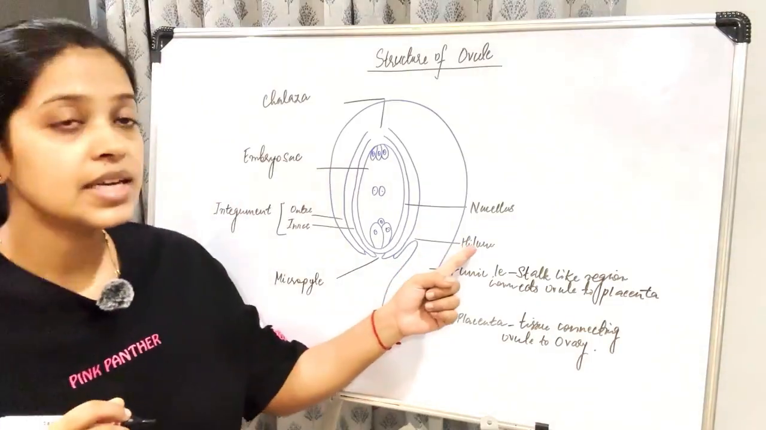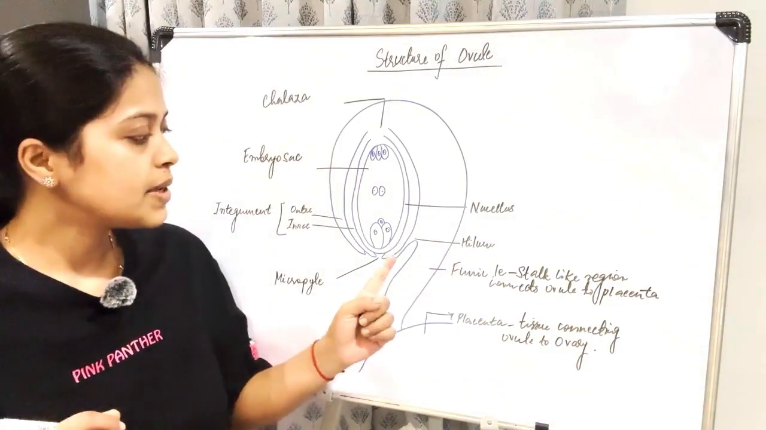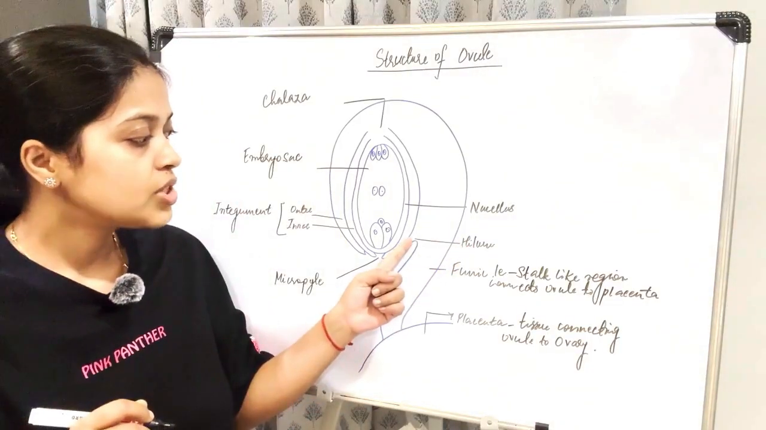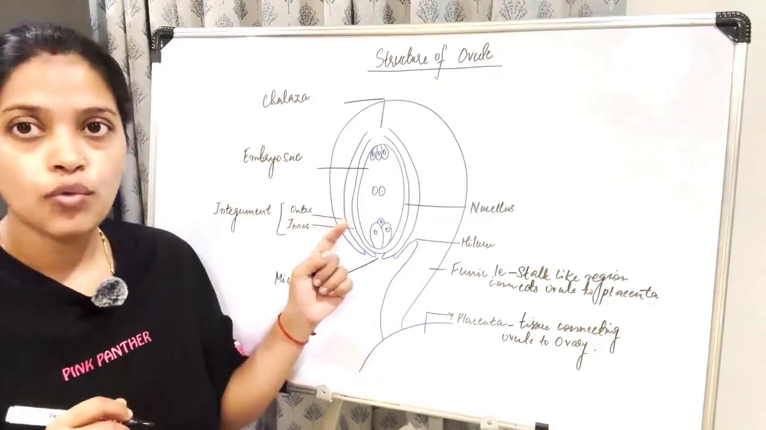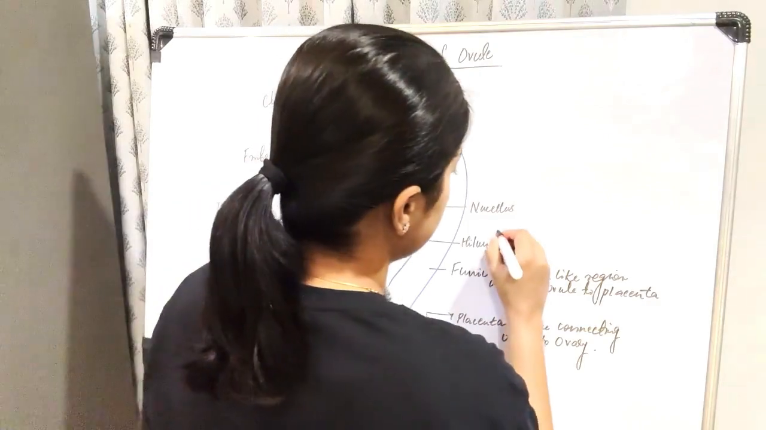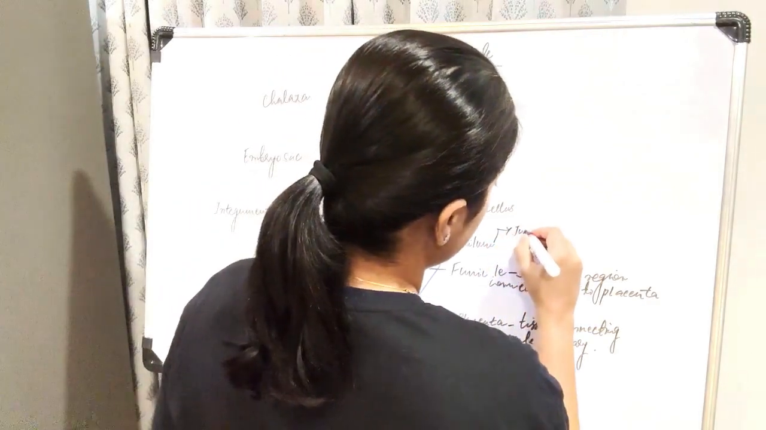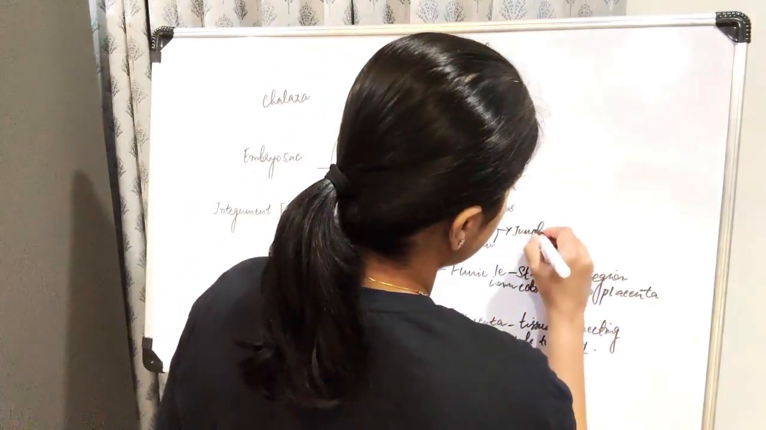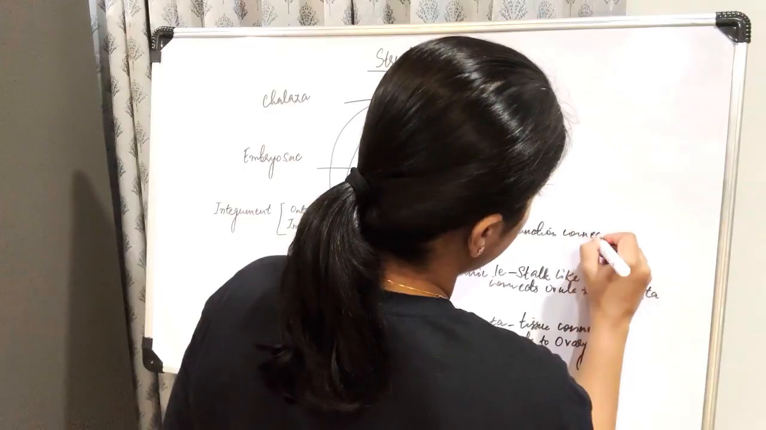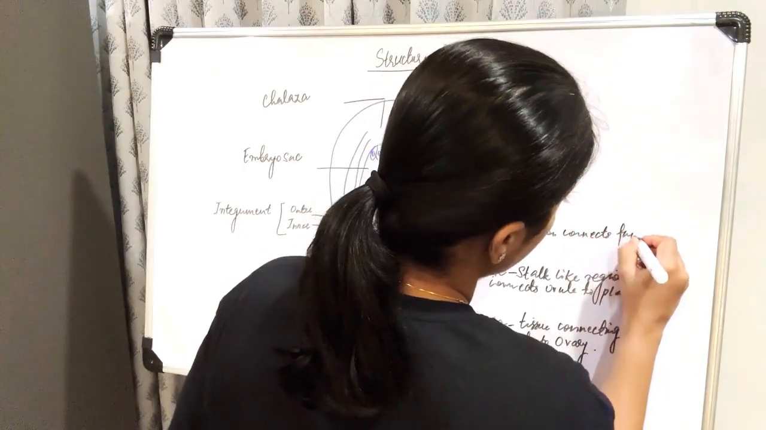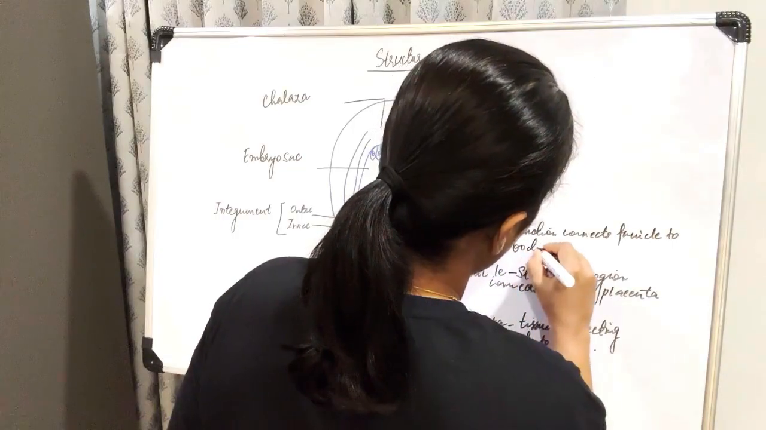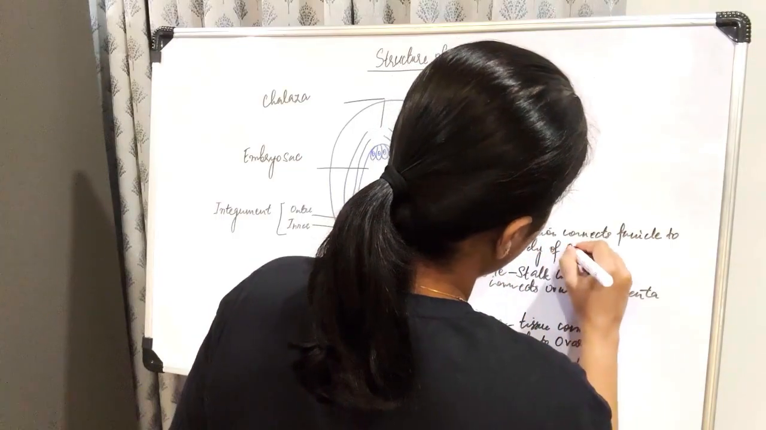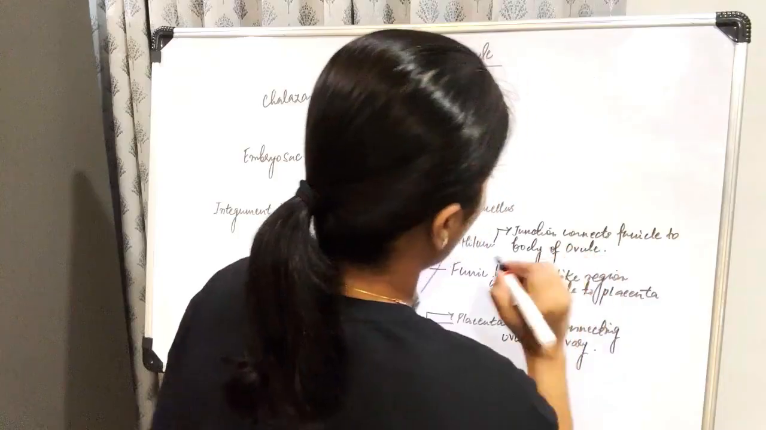Then we have the hilum. The hilum is basically a junction which connects your funicle to the body of the ovule. It's a junction that connects the funicle to the body of the ovule.